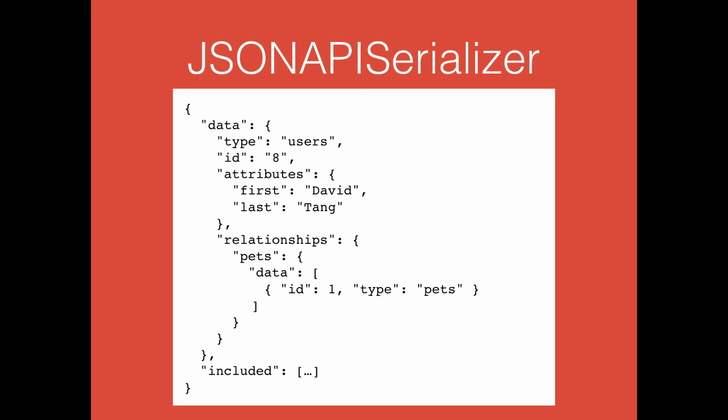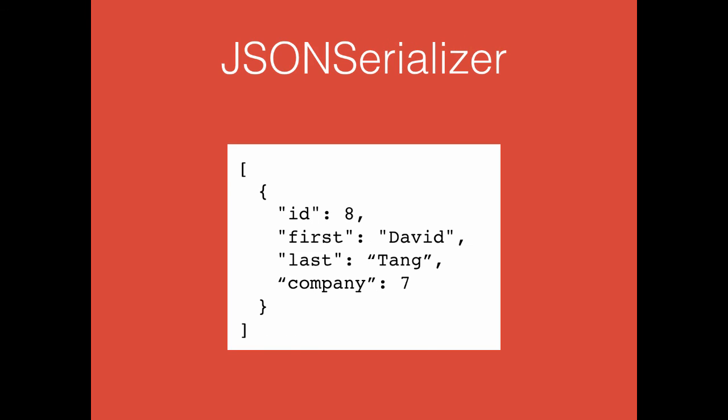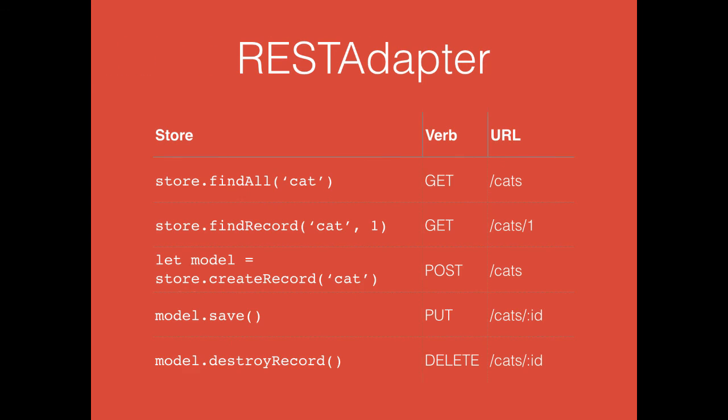Is that how the JSON comes out mapped to a specific endpoint? The serializers, remember, are just for dealing with the data, whereas the adapters are dealing with the URL semantics, like the verb and the URL, the path.